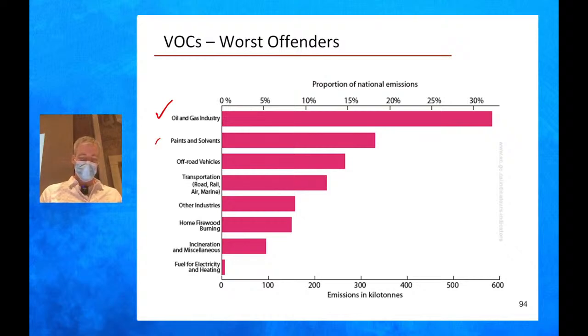Paints and solvents, number two. So this could be industrial use, it could be home use. If you're using like a spray can to spray paint something, it's probably got VOCs in it that are going out into the air after you spray paint something.